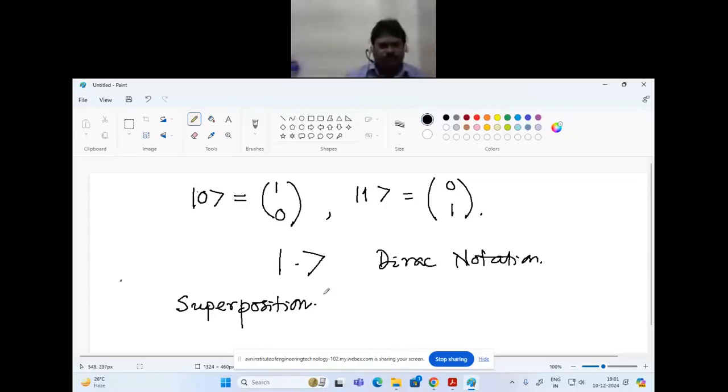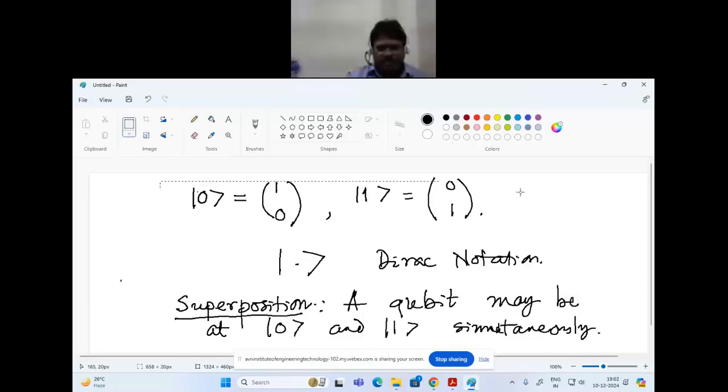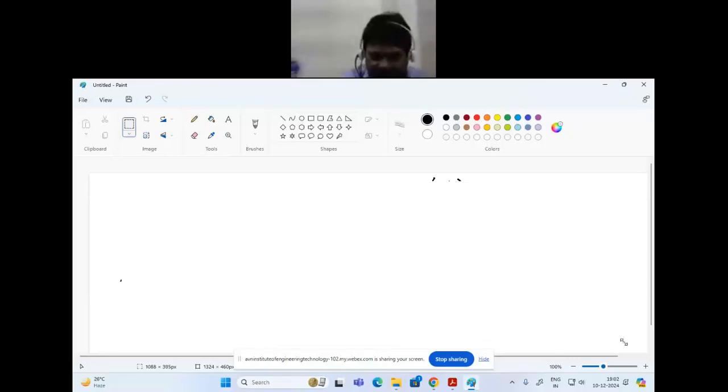So, what is superposition? A qubit may be at 0 and 1 simultaneously, or at the same time. This seems a bit absurd, but we will see how actually this is happening. So we don't say that it is a single position. That is why we call it a superposition. Then how to mathematically model the superposition? How to express it? We express it like this.